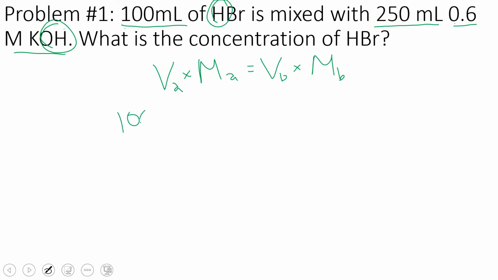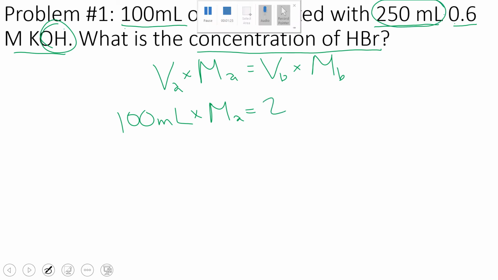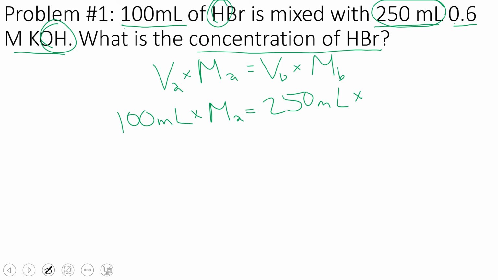So we have 100 milliliters for my volume of my acid times, right, I'm looking for what is the concentration of HBr. What is my acid concentration? So Ma is going to be my unknown. And then I want my volume of base. Remember, that's measured in milliliters. So we have 250 milliliters times my concentration, that's 0.6 molar.